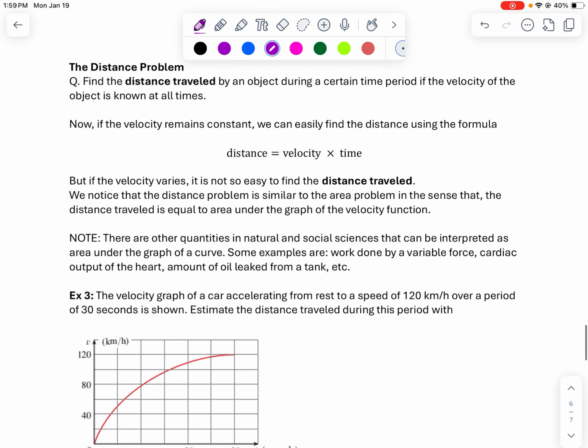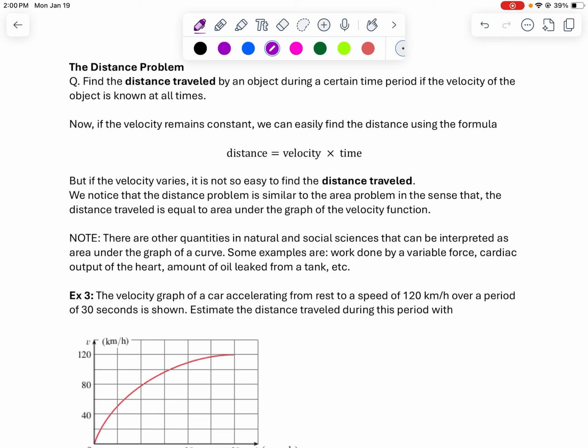So if so, we can easily calculate. But if the velocity is changing, then it is not that easy to find the distance traveled. So we notice here that actually finding the distance is the same as finding the area under the curve. So now this time the curve that we are talking about will be the velocity function.